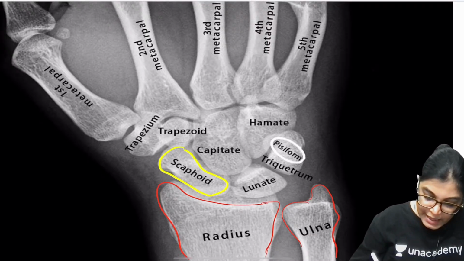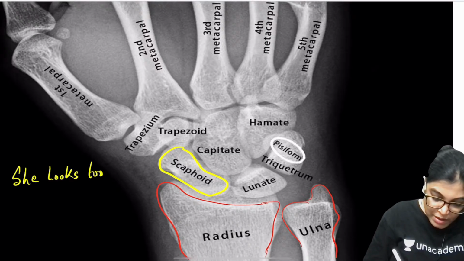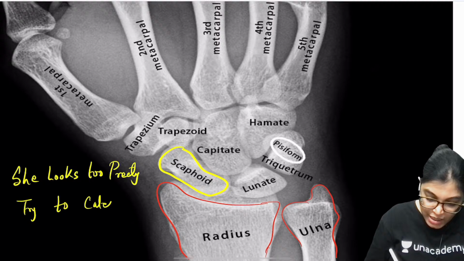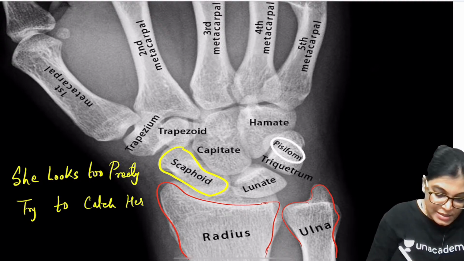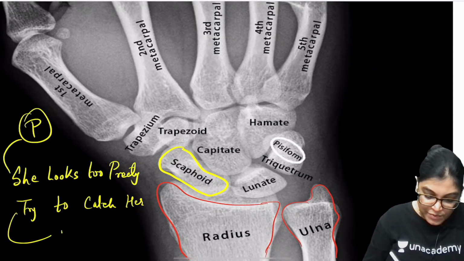So the most lateral bone, "C looks too pretty." What is the mnemonic? C looks too pretty. Try to catch her. This is the proximal row. So this is P for the proximal row and this is D for the distal row.